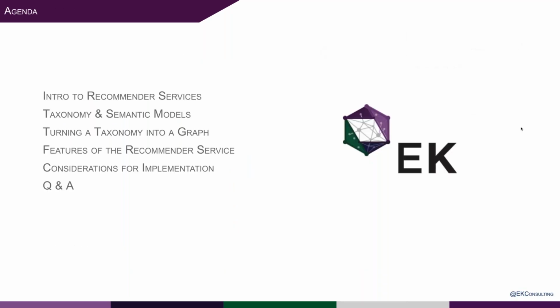So what are we going to cover today? I wanted to share a little bit of background on recommender systems or recommender services. They're fairly well known these days, so I just wanted to give a little context to the presentation about how we view them at EK in relation to knowledge management principles. I also want to go over taxonomy and semantic models. If you're new to that domain, I wanted to make sure the bases were covered, so everybody understands what we're talking about when we talk about a taxonomy and a knowledge graph.